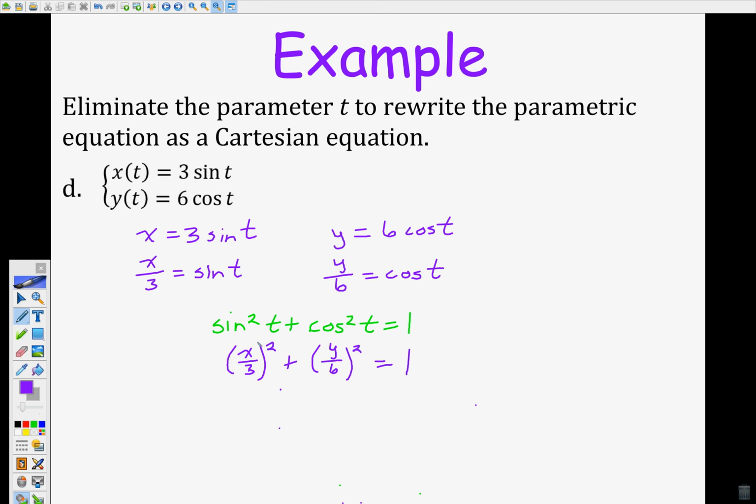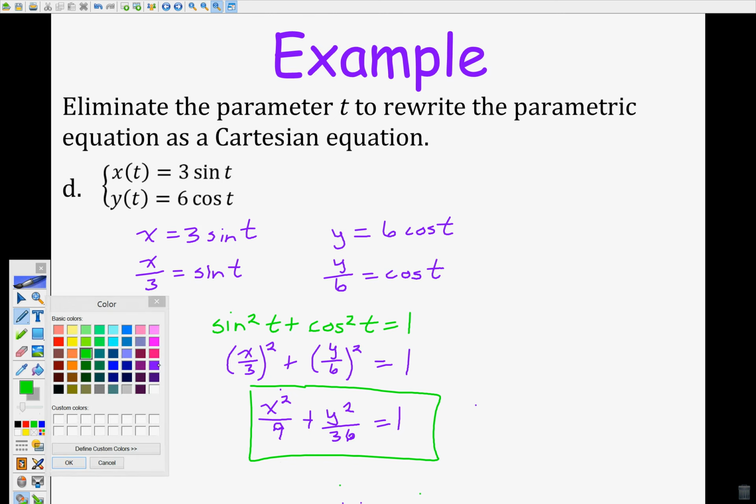So I'm going to square out both of my fractions, so I get x squared over 9 plus y squared over 36 is equal to 1. Now, that's it. I'm done. Some of you guys may recognize this, that is the equation of an ellipse.